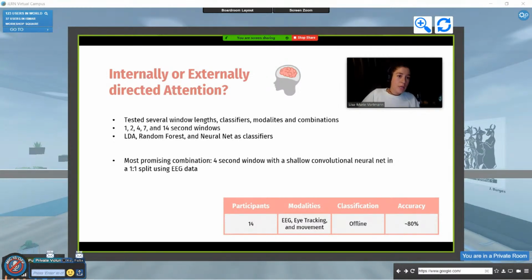And what we found, if we aim at having a close to real-time classifier that in the best case even doesn't require training because it might work person independently, then the most promising combination would be a 4-second window with the shallow neural net that we talked about before. And EEG data did work better than eye tracking or the movement data that we recorded. But again, in this case, the classification was performed offline. We haven't done that in an online study with this setting. And we reached an accuracy for the 4-second windows of over 80% for a person-dependent classifier.